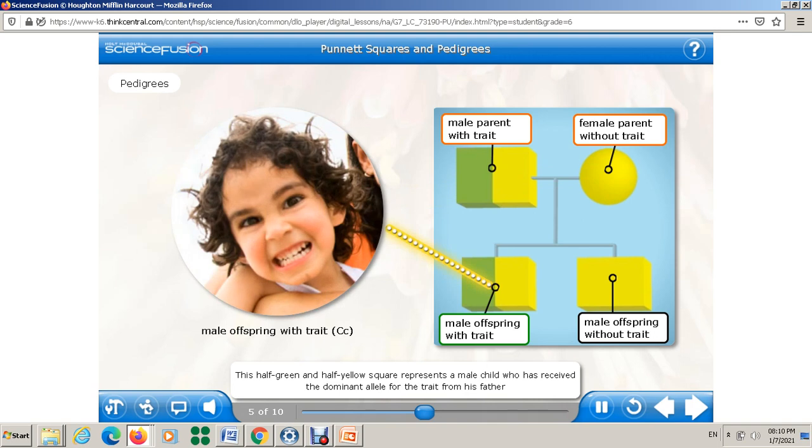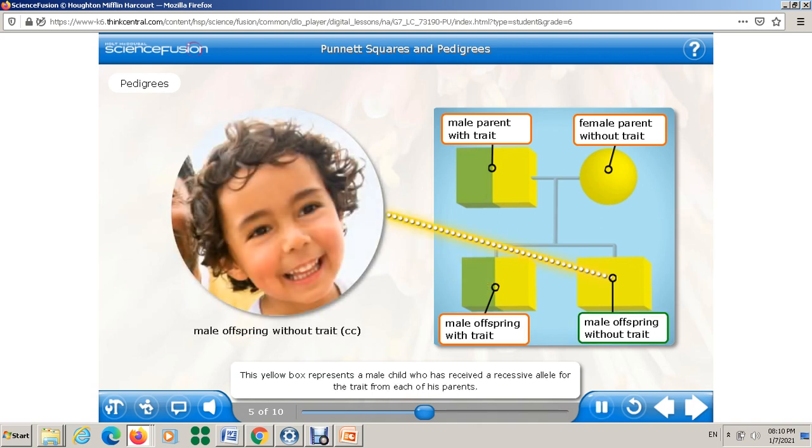This half green and half yellow square represents a male child who has received the dominant allele for the trait from his father and the recessive allele for the trait from his mother. This child has a cleft chin. This yellow box represents a male child who has received a recessive allele for the trait from each of his parents. He does not have a cleft chin.